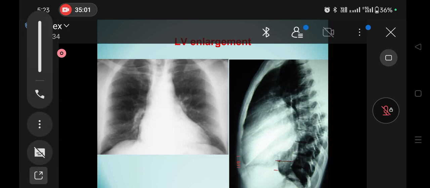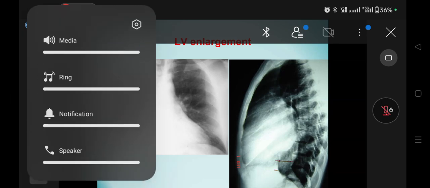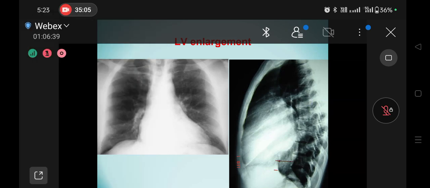The CTR is more than 65% in this chest X-ray, and the apex is dipping down and out into the diaphragm. It gives you a clue that the left ventricle must be enlarged. This is a clear clue to left ventricular enlargement. But you have to confirm it by a lateral chest X-ray.